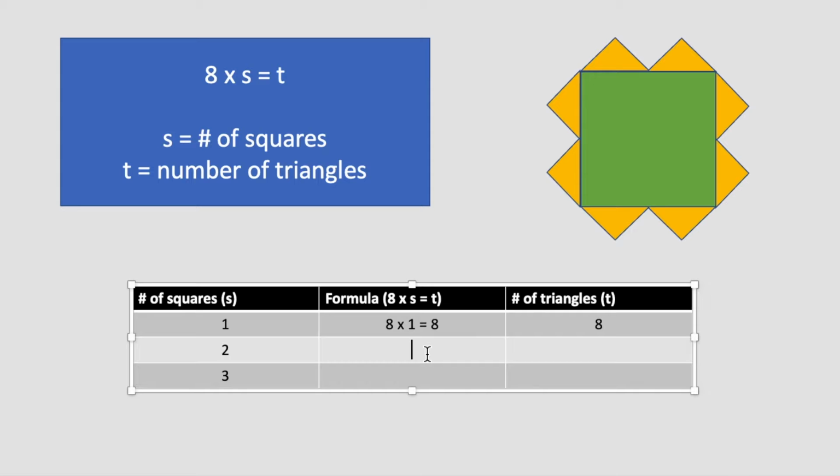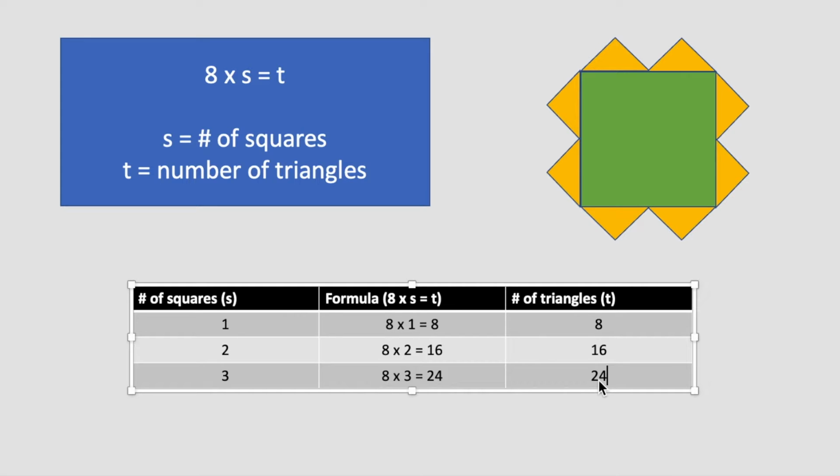Now, what if I had 2 of these shapes? So now I have 2 squares. So my formula, I just plug my numbers in. 8 times 2 squares is going to be 16. So the number of triangles is 16. And I just keep doing that, right? Now I have 3 squares, 8 times 3, and that's going to give me 24. So I know that I'm going to have 24 triangles.